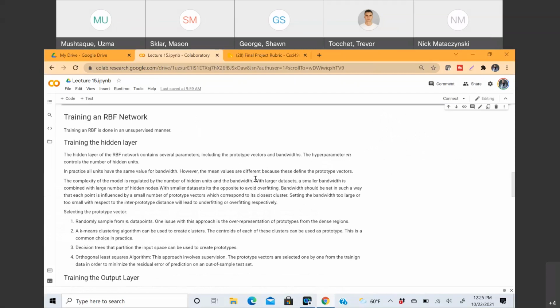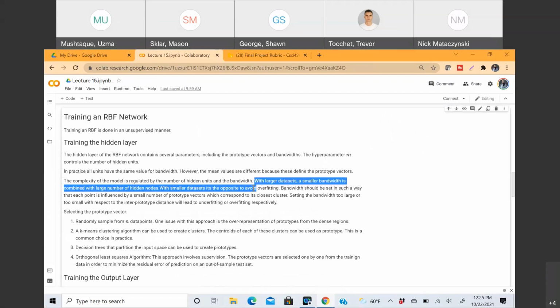So for example, with larger data sets, a small bandwidth, that means a narrower value of beta, with a large number of hidden nodes works well. Then with smaller data sets, it's the opposite, because we want to avoid overfitting. So these are some of the known techniques for how to set this bandwidth. The bandwidth should be set in a way that each point is influenced by a small number of prototype vectors. This goes back to k-means clustering, when we were setting up those centers or centroids. I really wanted the points that are close to my centroid to fall into that group and not some points that are really far away. So that's what this is pointing to.